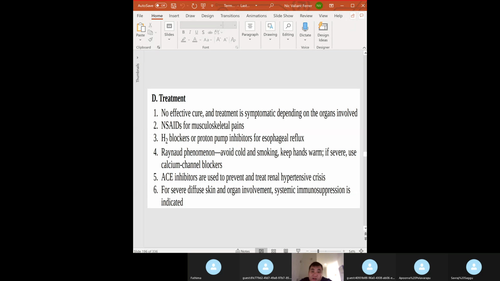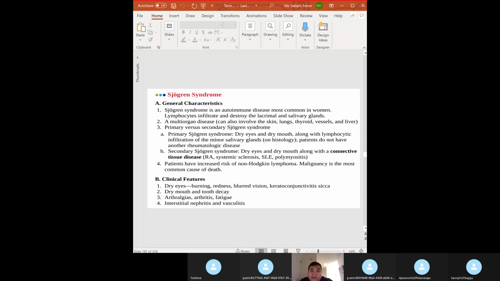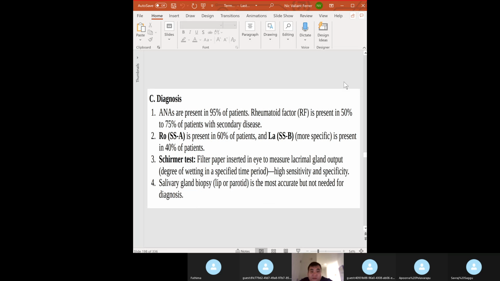So you look for lymphadenopathy and hepatosplenomegaly. Sjogren syndrome is an autoimmune disease. What can we see? High yield, dry eyes, dry mouth, along with lymphocytic infiltration of the minor salivary glands. Clinical features: dry eyes, dry mouth, tooth decay, all of that. Arthralgias, interstitial nephritis. How do we diagnose?